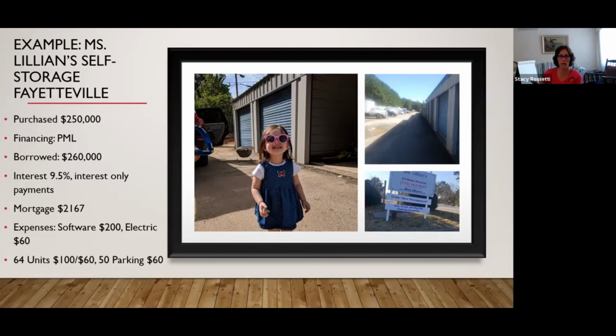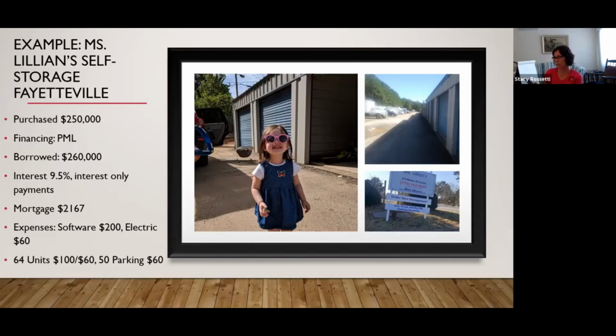Rental income, right? So let's just calculate it out: 64 units, at an average of $75, plus parking, 50 parking spaces. Okay, so let's calculate this out. Let's do 75 times 64, that's $4,800 a month. So just for the units alone, we make $4,800 a month. And then we have 50 parking spaces at $60 a month, which is $3,000. So together we have $7,800 a month that we make on this facility.